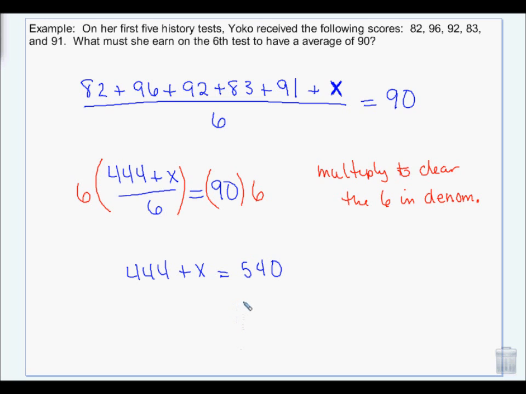Okay. And the reason I did that is because those cancel now. Okay, so if I subtract 444 from both sides, X equals... no, I'm not done yet. 96. So she would have to get a 96 on her next test to get that A in the class.